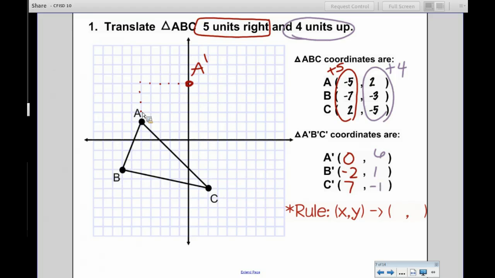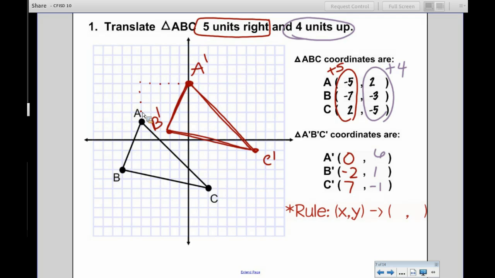Okay, so there's two ways, like I said: you can use the graph or you can use the numbers. It's totally up to you. So B prime is -2, 1, and C prime is 7, -1. So there's our triangle, translated 5 right and 4 up.